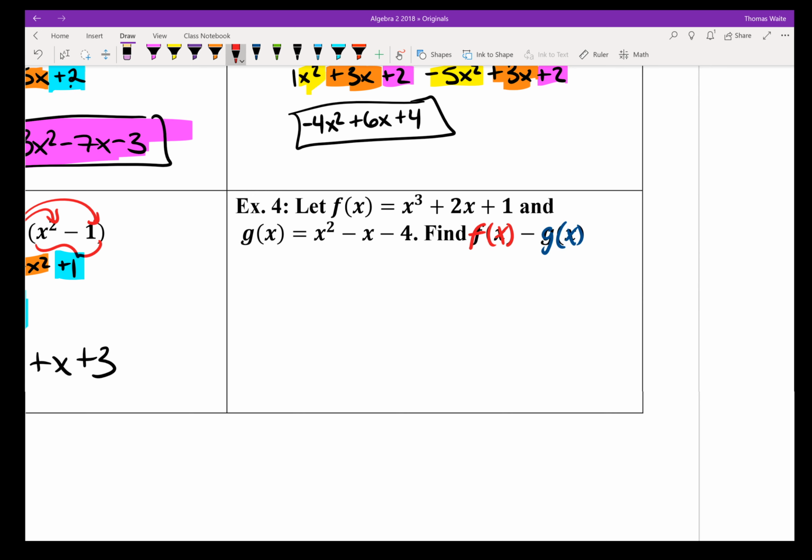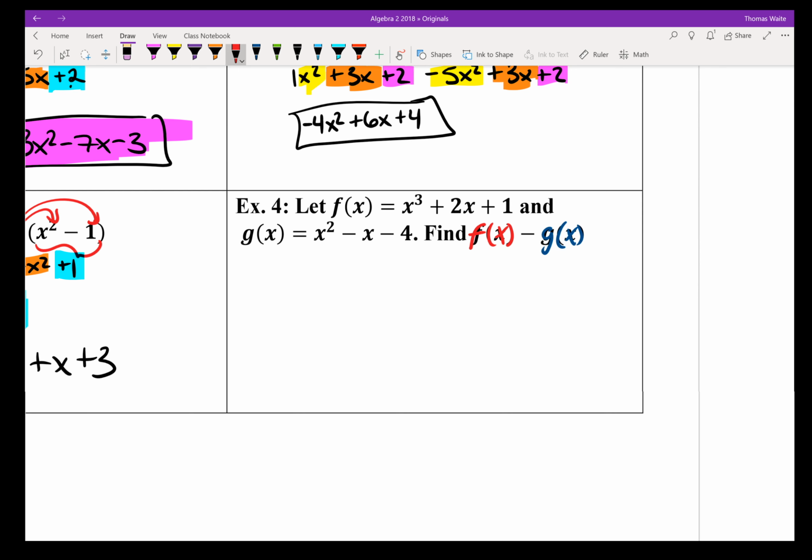So hopefully you paused this. I just made a note of these parentheses that show where I'm going to put my f of x expression, which is all in red, and my g of x expression, which is in blue. Alright, so my x cubed in red, my 2x, and my plus 1. And then for g of x, it has an x squared, a negative x, and a negative 4.